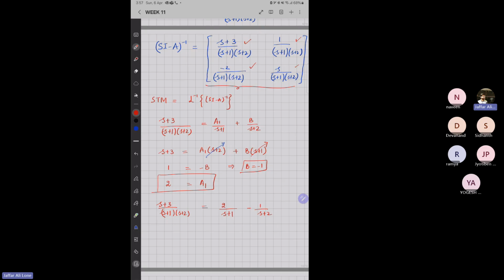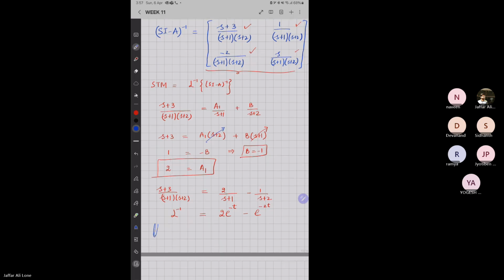Right? So now can I take the Laplace inverse of this easily? The Laplace inverse will be 2 e raised to the power minus t minus e raised to the power minus 2t. Anybody has any doubt how I wrote this? No, sir. So can you tell me the Laplace inverse of the other terms, please?